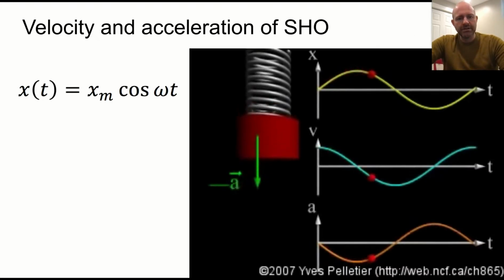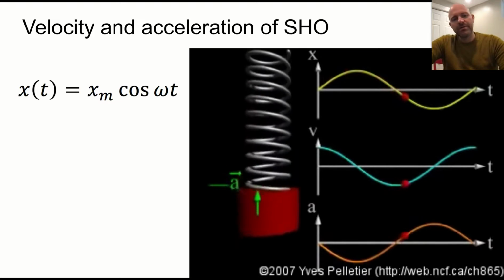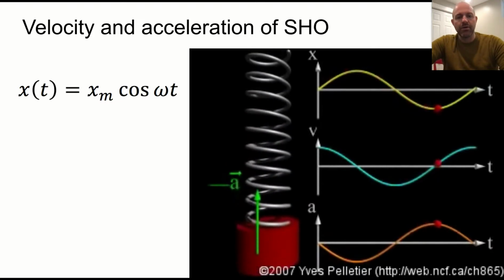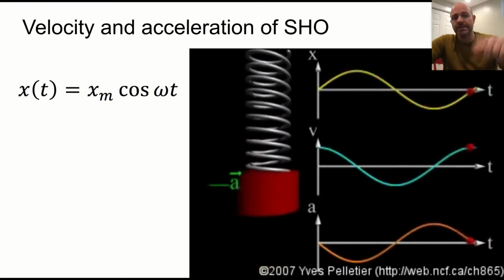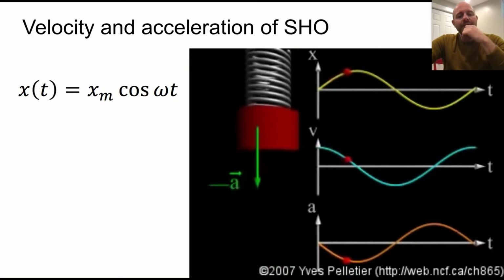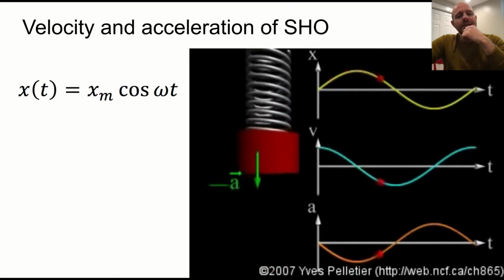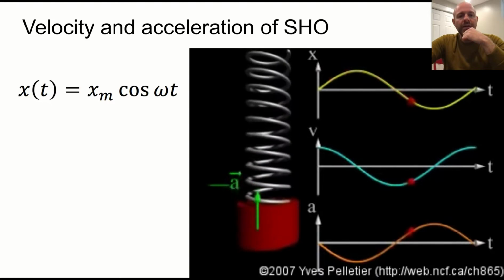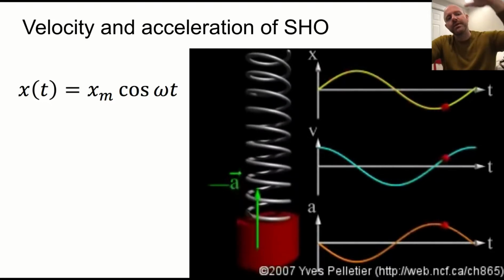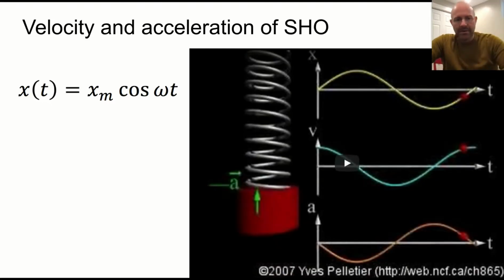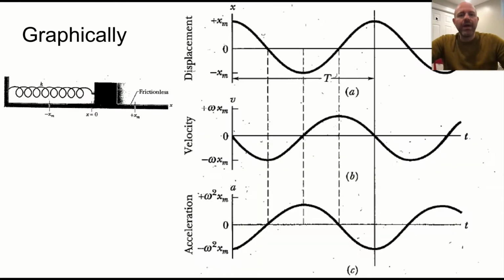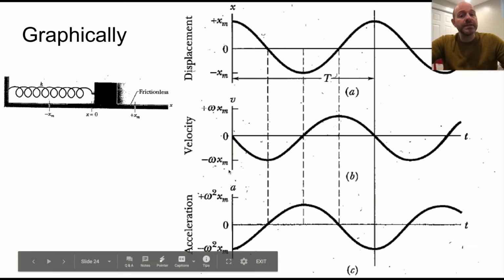We have our position, and you'll notice when you're at maximum position, your velocity is 0 because you're turning around, right? You're crossing the velocity axis. And your acceleration is always in the opposite direction of your displacement, right? When you're displaced really far up, you're being accelerated down. When you're displaced really far down, you're being accelerated up. And so graphically, it looks like this, right? Displacement, velocity, and acceleration. And you'll notice that these are all sine, cosine graphs.